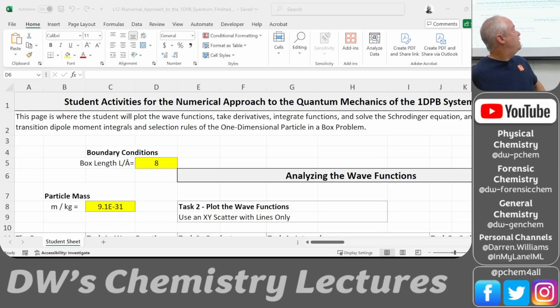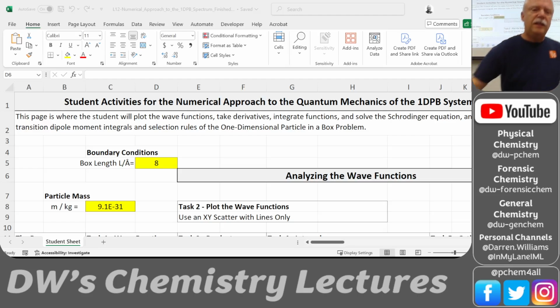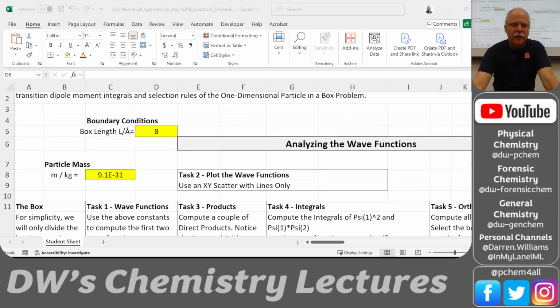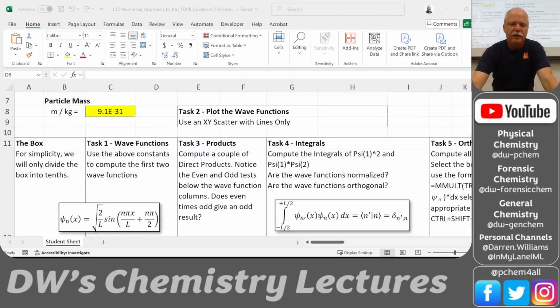All right, very good. So we picked the box length here at 8 angstroms. We're gonna do the mass of an electron, just like you did in all of your lab experiences. If you go through the lab next week, you'll see you have very clear tasks to do. The very first task is we're going to plot the wave functions. Here's the mathematical formula, and you've got to figure out how to put that into Excel.